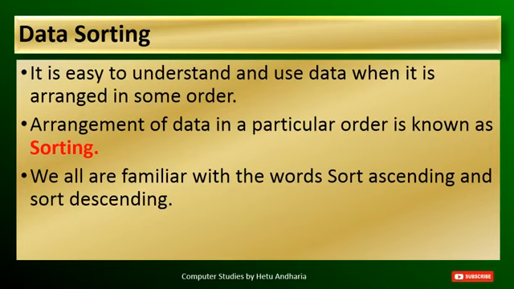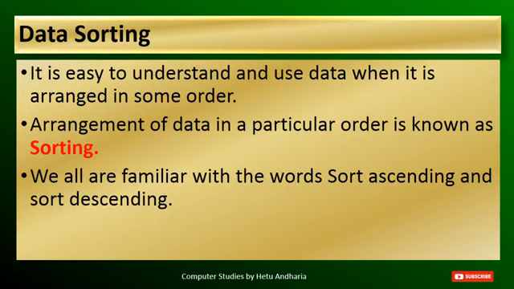Now, data sorting means arranging of the data. For example, if we have got a list of students, then if we want to arrange it in the order of their names, or if we want to arrange them in the orders of their total marks or any specific subject's mark, all these things are known as data sorting. It is easy to understand and use data when it is arranged in some order. Now, arrangement of data in a particular order is known as sorting. This could be asked in the MCQ.